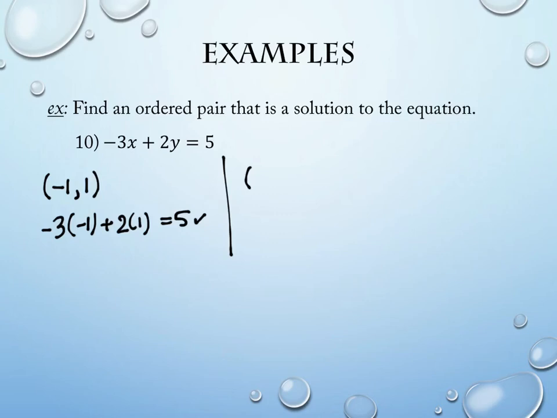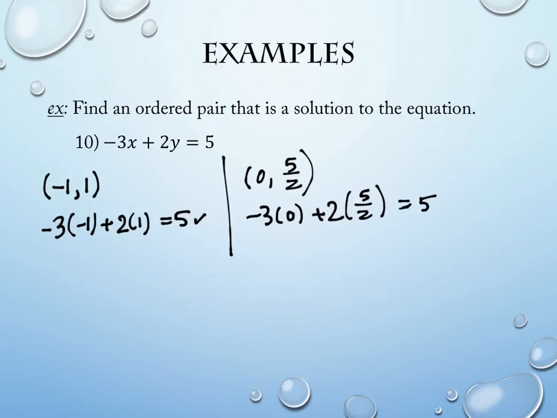I'll give you one. I'll give you a fraction. 0 and 5 halves will work. Negative 3 times 0 plus 2 times 5 halves equals 5.